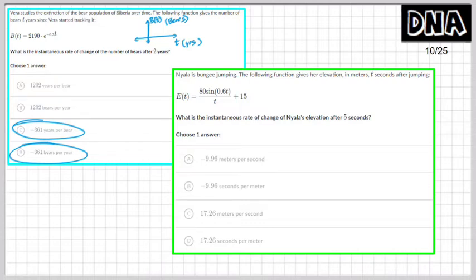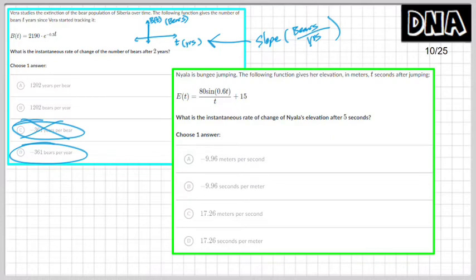Well, if you remember, hopefully you do, if you had the slope of this, the units for the slope would be bears over what? Over years, right? So which one of these is bears over years? Oh, it's D. So I would think that D would be my answer. But I wouldn't trust it.